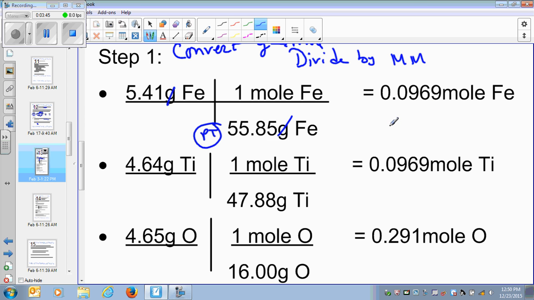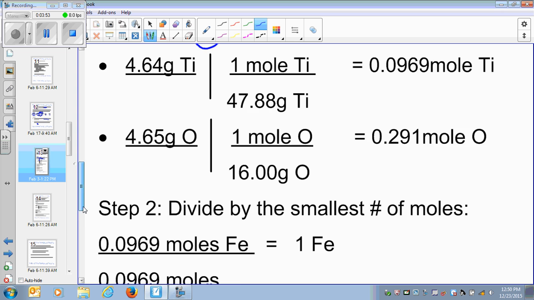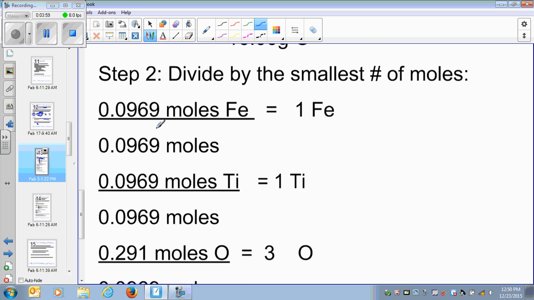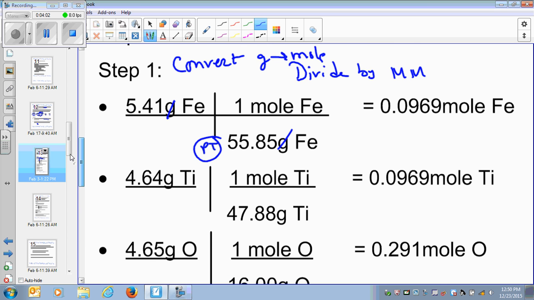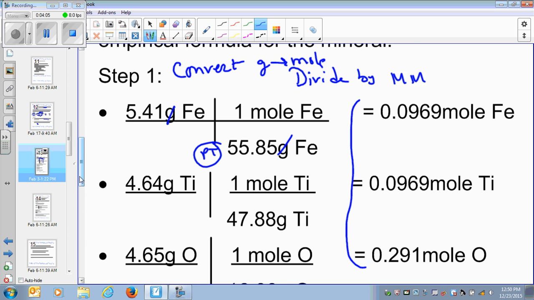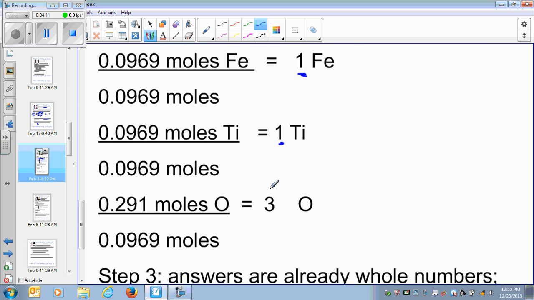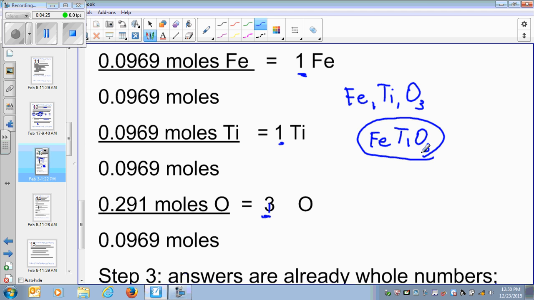Now once I have the moles, my second step is to choose the smallest answer here. I divide all answers by the smallest number of moles. 0.0969 was the smallest number of moles. I have three answers here, and I'm going to divide all three by the smallest number. And this is what I get. I need to round this to get a whole number because this is my empirical formula. So Fe1, Ti1, and O3. I don't really write 1, so this is my empirical formula. That's it. It is that simple.